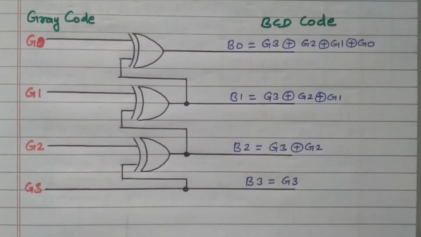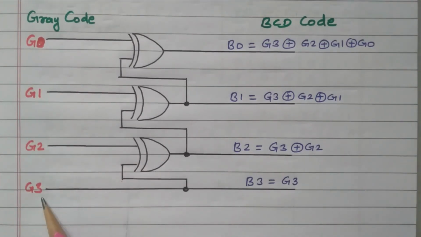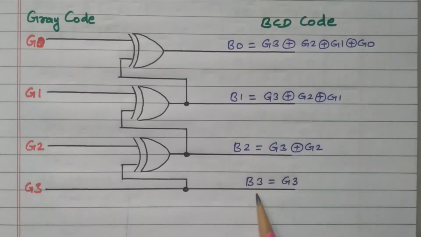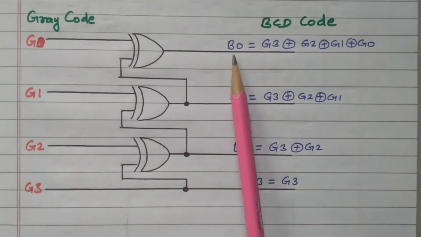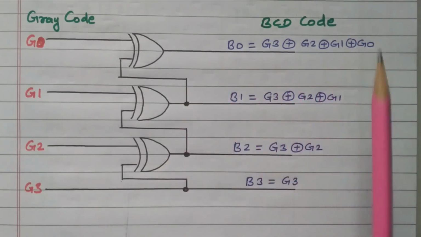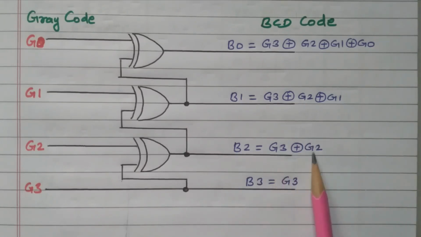So a simple logic gate diagram is available. These are the Gray code inputs G0, G1, G2, G3, and these are the binary code outputs B0, B1, B2, B3. We already discussed B0, B1 as well as B2. What we need is an XOR gate. B0 has 4 inputs G3, G2, G1, G0. B1 has 3 inputs G3, G2, G1. B2 has 2 inputs G3 and G2. B3 is simply G3.